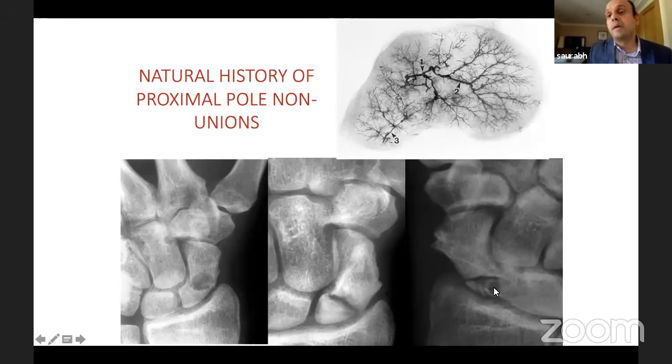So you can always do an MRI to see your AVN and fragmentation. Practically, we do CTs and it gives us all the information. But for exam reasons, you will say, I'll do a CT scan to look at my fracture lines, then I'll do an MRI to look at AVN and fragmentation.